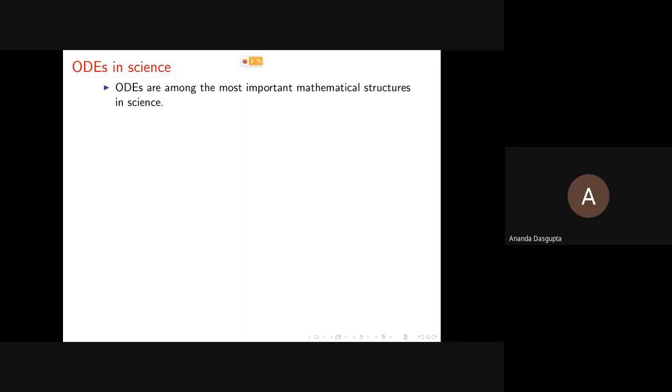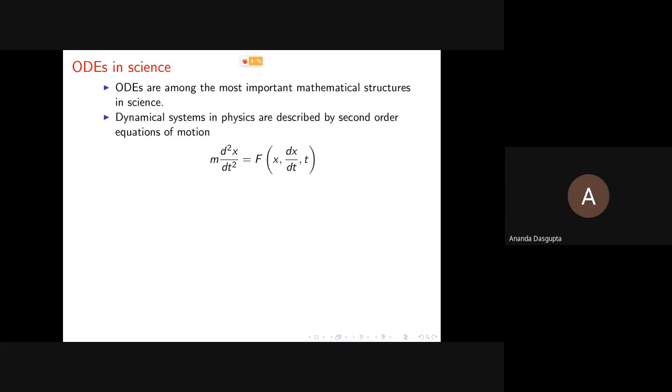why do we study ODEs at all? ODEs, of course, is short for ordinary differential equation. So we study them because they're the most important mathematical structures in science. Dynamical systems in physics are described by second order equations of motion. That's one of the most important uses of it, where the mass times acceleration is given by force, which typically depends on position, velocity, and time.